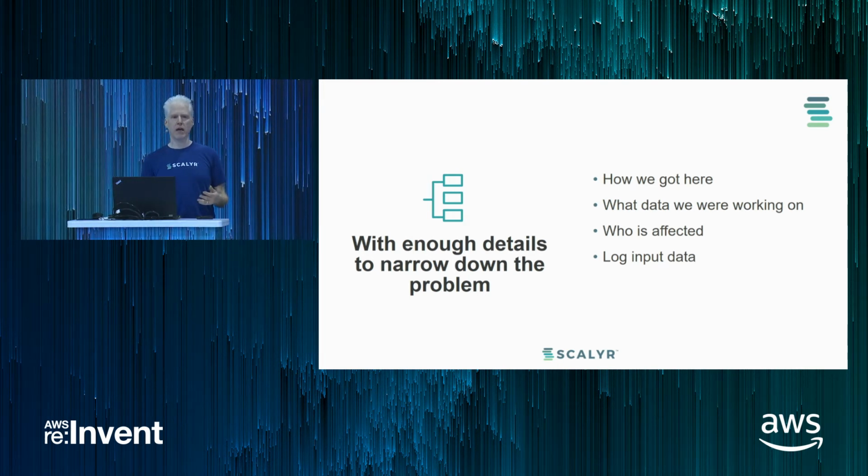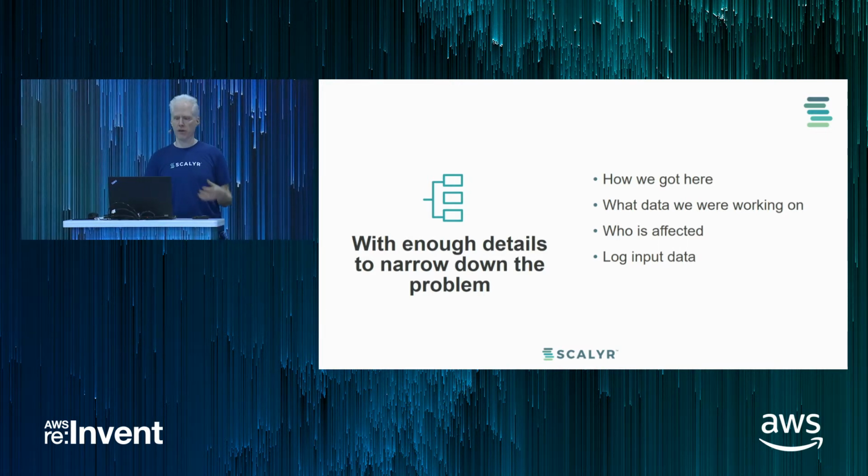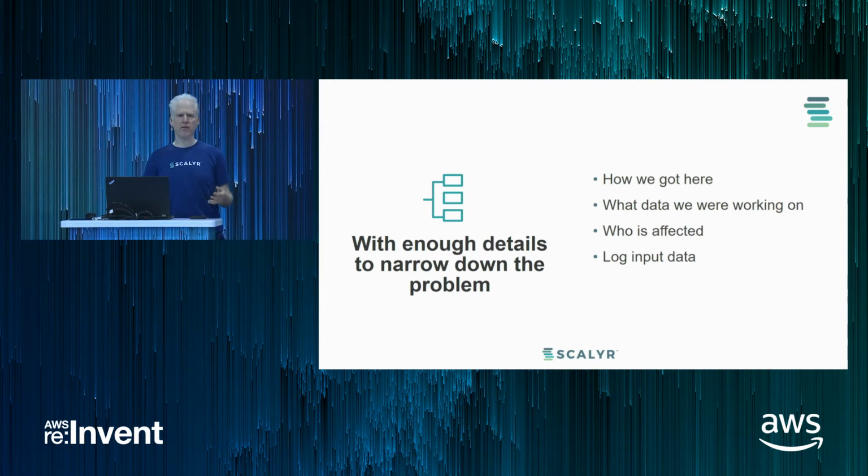What kind of data are we operating on? What record ID or user or other specific information is being processed here? Who is going to be affected by this? If I'm seeing errors or problems here, which one of my customers or client services requested that, so I know who's impacted? And ideally, you want to log all of the input data to each operation, because knowing what the inputs were will help you reproduce a problem.